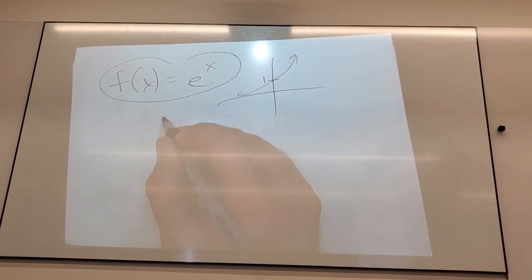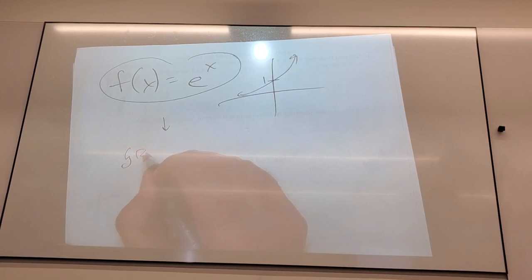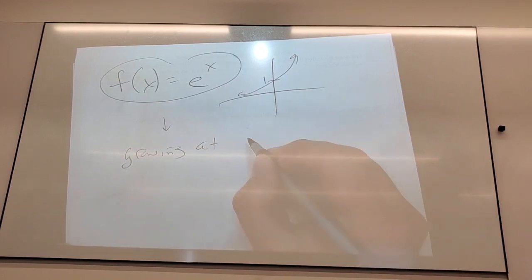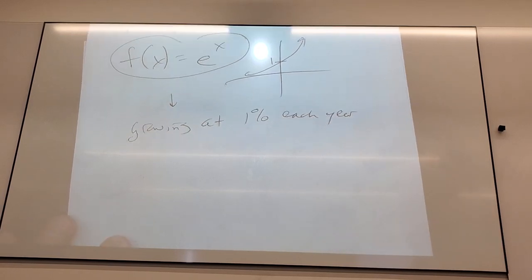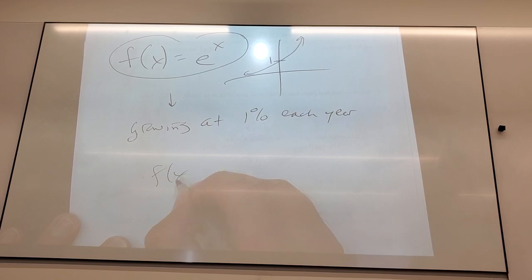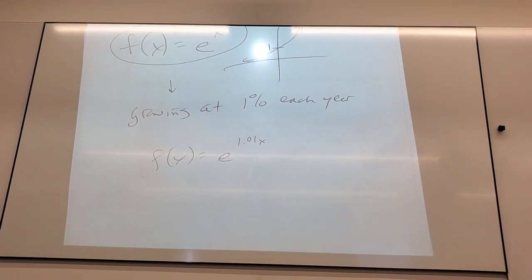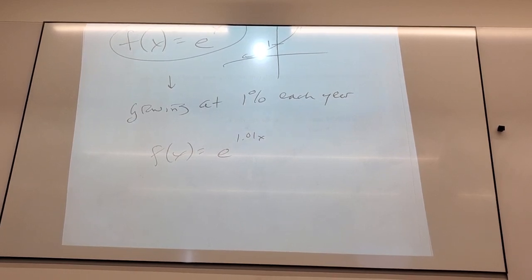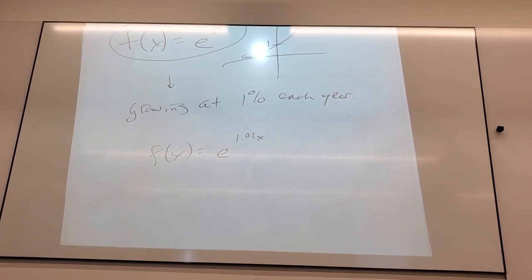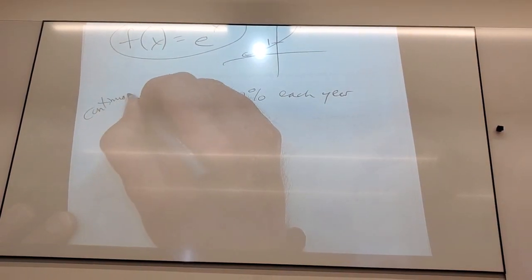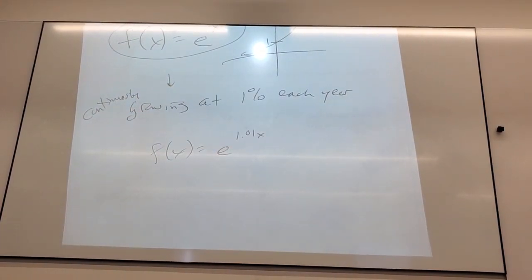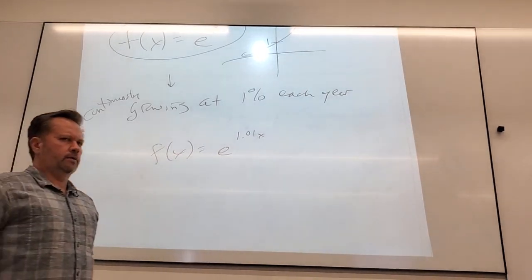So for example, if I had something that was growing at 1% each year, I can model that with this equation. Continuously growing at 1%, I should say that. Continuously. Okay, let me stop for a minute.